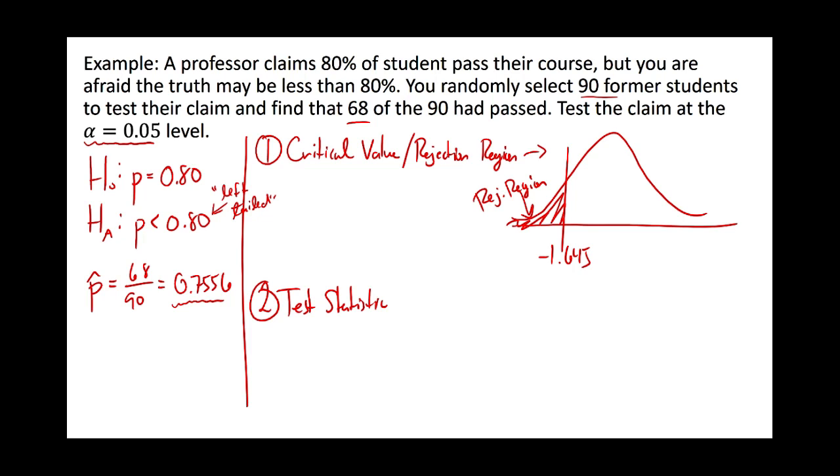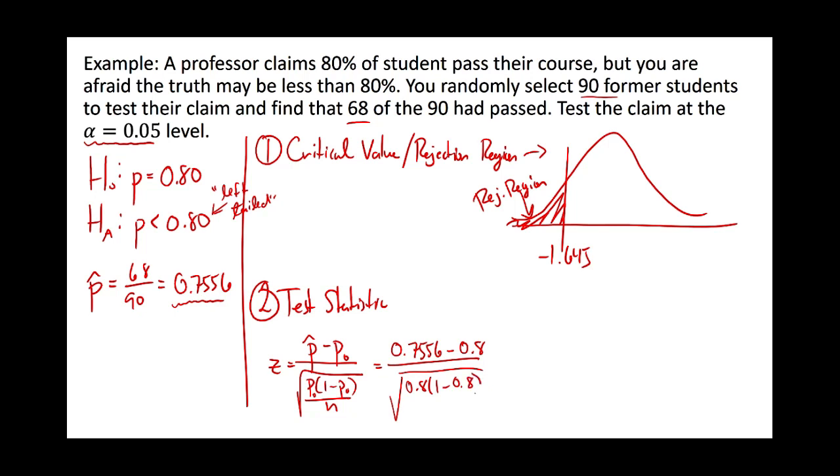Now, this is only for proportions so far. We'll deal with means in a minute, maybe not today, but we'll deal with means. But the test statistic here is going to be that z-score. So the z-score is the sample proportion minus the claim all over the square root, all this stuff. So our sample proportion goes in for p hat, and then everywhere else we're going to be using their claim, because we're working under the assumption that they're telling the truth.